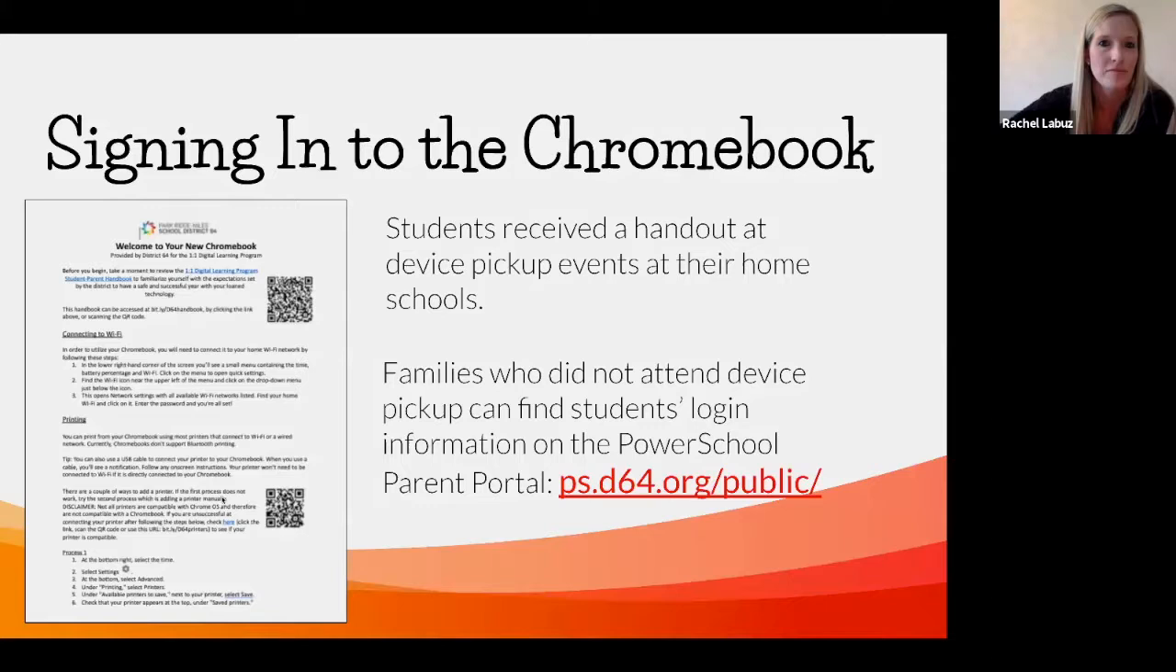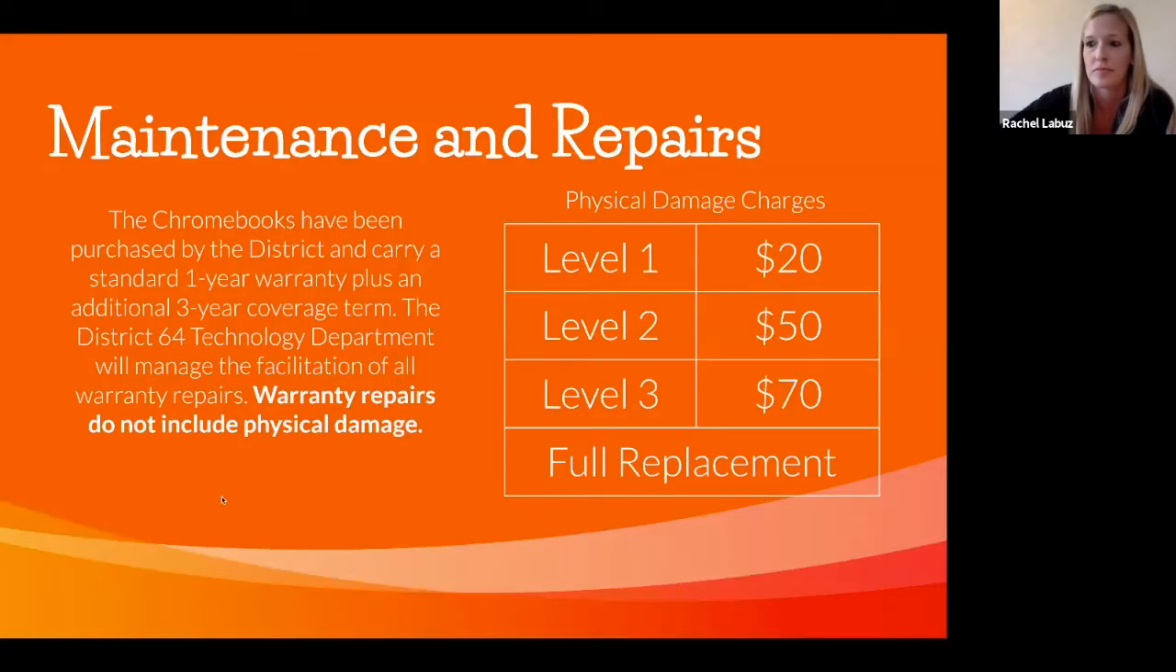Oops, sorry. A level 1 charge is $20, level 2 is $50, level 3 is $70, and then there's also a full replacement charge. And if it came to that, that's where your building technologist would send home a form making you aware of any charges incurred.